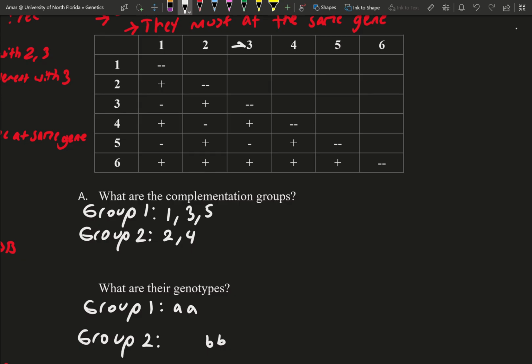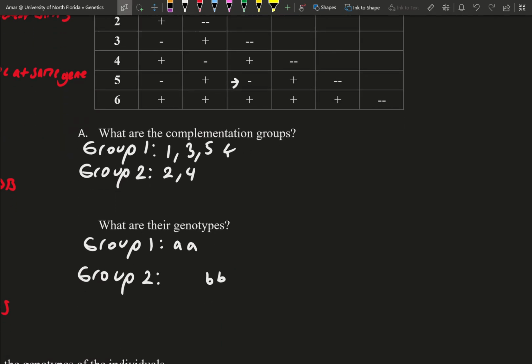We have number 3 over here. Number 3 is basically saying that when you cross with number 5, you're getting a recessive phenotype. That is expected because, again, 3 and 5 are in the same group. Therefore, they're recessive at the same gene. And if you cross them together, and if they're recessive at the same gene, you're never going to get a wild-type phenotype, right? It's like group 1 over here.